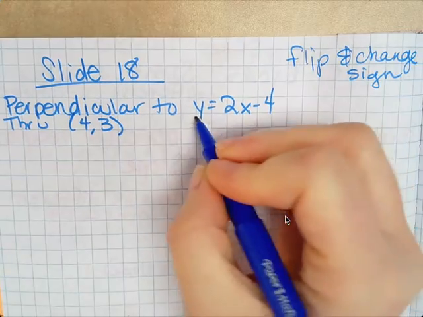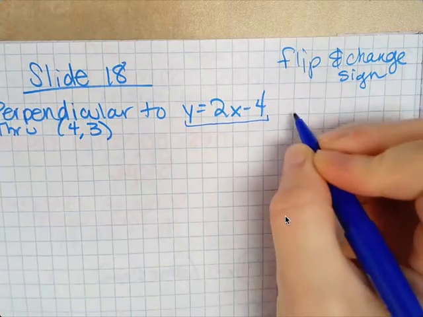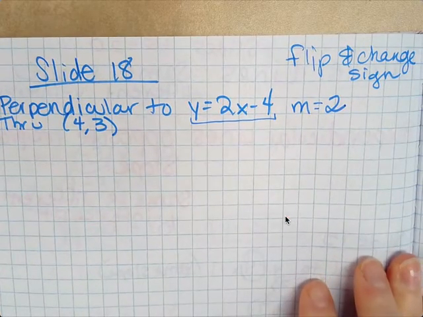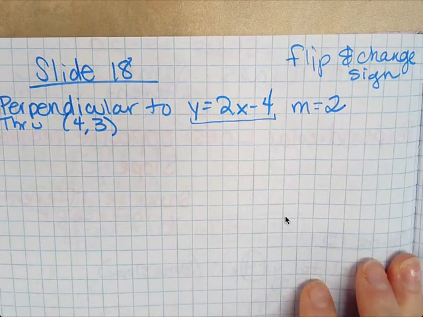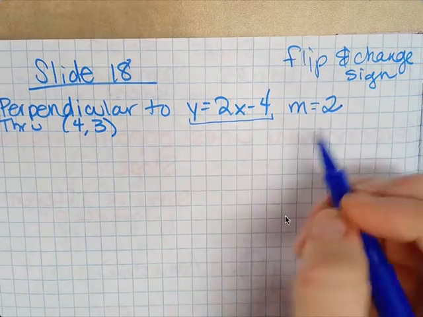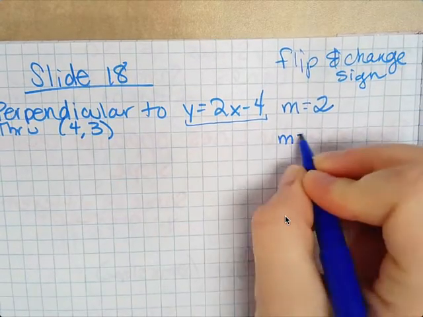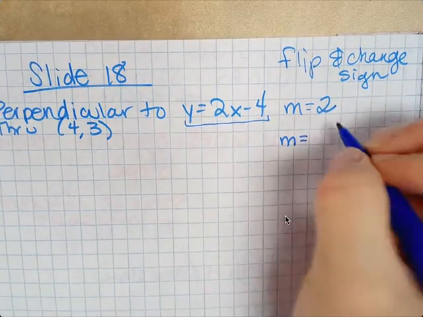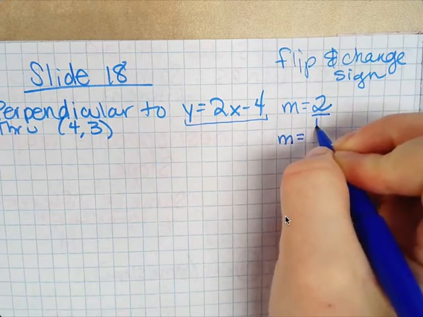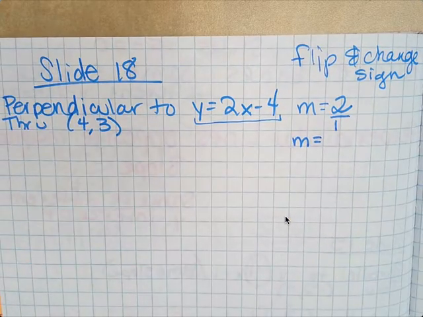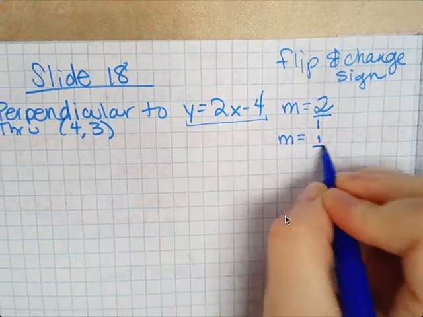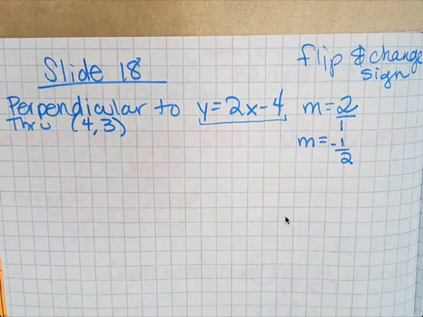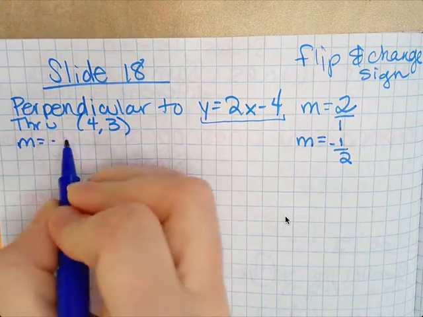So this line is the one that's going to be perpendicular to. So we're going to go ahead and write out m equals 2. Now we need to write out the slope of the new line. So m equals, we need to flip it and change the sign. There's no denominator here though. So what is it? Over 1. So then we flip it, making it 1 over 2. And change the sign, so it's -1/2. So I'm going to write that over here. M equals -1/2.